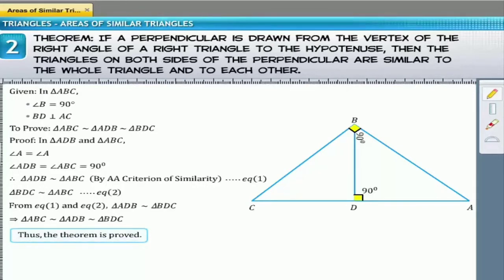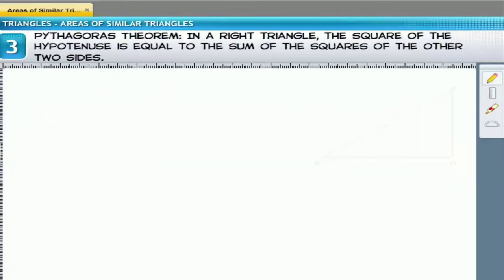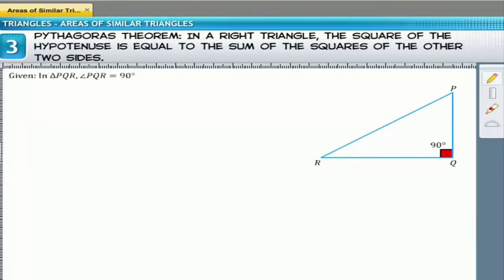Next, we'll apply this theorem to prove another theorem, the Pythagoras theorem. Let's recall the Pythagoras theorem. It states that in a right triangle, the square of the hypotenuse is equal to the sum of the squares of the other two sides. Triangle PQR with the angle PQR equal to 90 degrees is given. We need to prove that the square of the hypotenuse PR is equal to the sum of the squares of the other two sides PQ and QR.